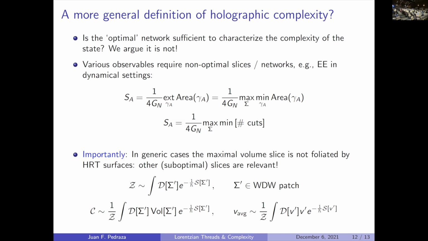So is there some way of saying which slice is the most relevant one here? Like, you might need to consider suboptimal ones. Is this saying that it's a more difficult optimization problem that you have to solve in the bulk?